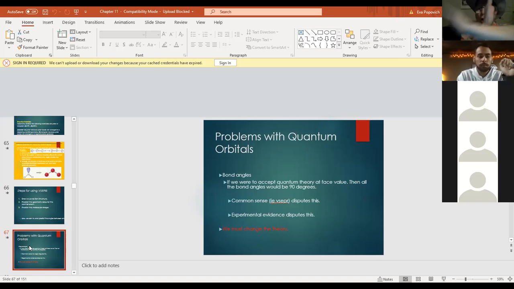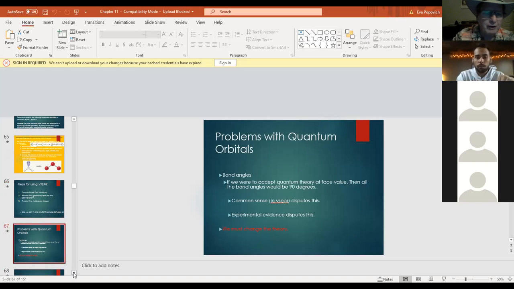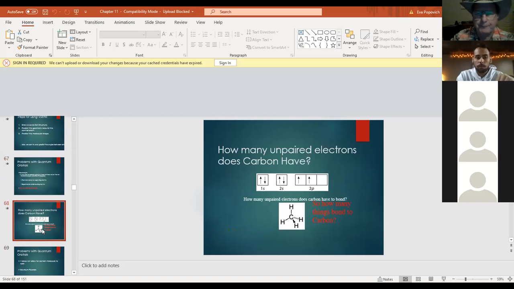So if they're all oriented that way, wouldn't the bond angles have to be 90 degrees if the atoms were linking into them? Yes. If the bond angles were 90 degrees, then all this VSEPR can be thrown away. But VSEPR works. We know that VSEPR works. So therefore, we know that the bond angles predicted by quantum mechanics must be wrong. So we have to come up with another theory.